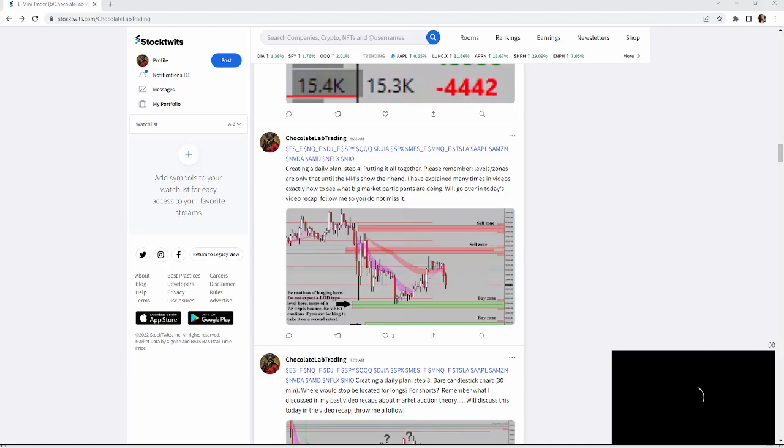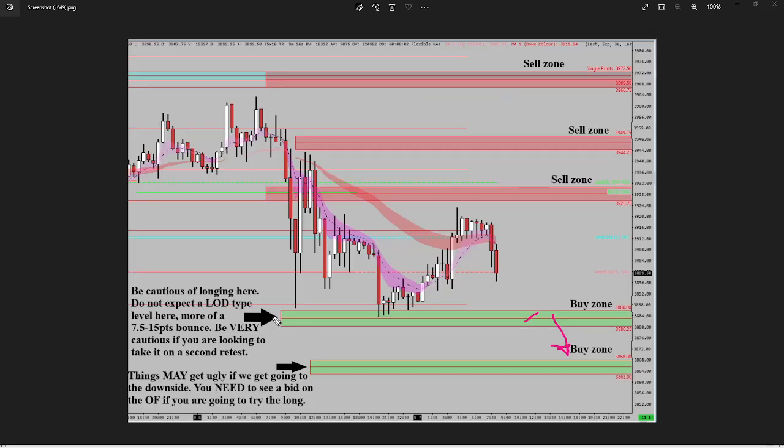So I said be cautious along here. Do not expect a low of day type level here. More of a 7.5, maybe 15-point bounce before, if we were to trade here, before revisiting or visiting this lower buy area. So I said to be very cautious and definitely take profits quicker in something like this.